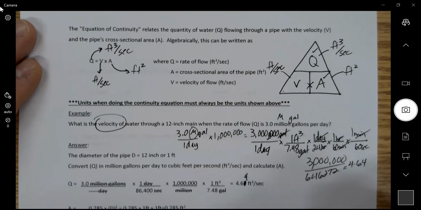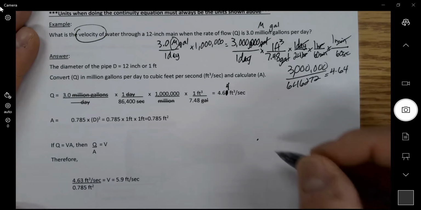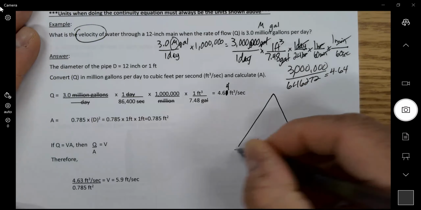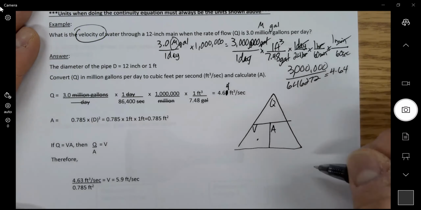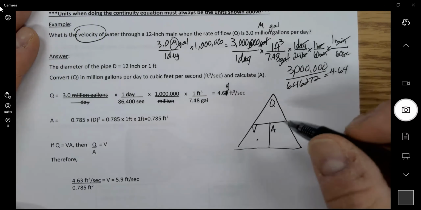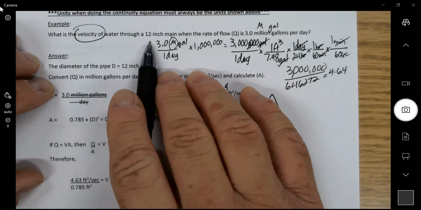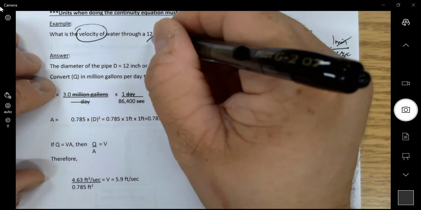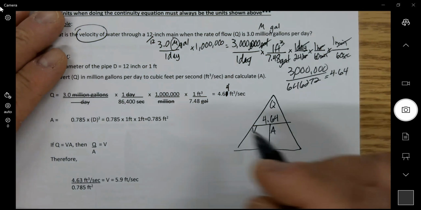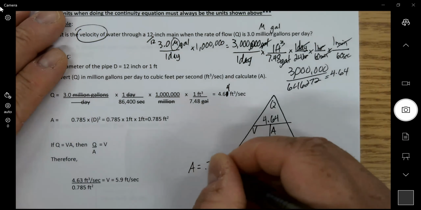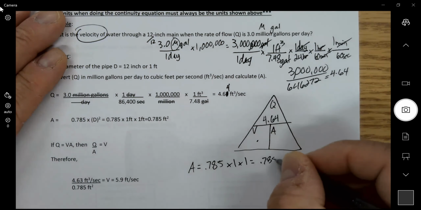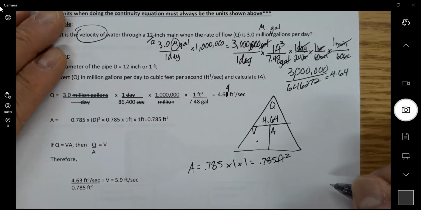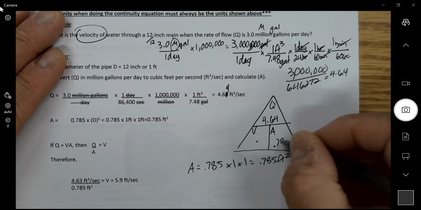So now I'm going to draw my triangle down here. Q, V, and A. My A, oh, I didn't find my area yet. This is 4.64. Now I need to find my area. It's a 12-inch main, so you got to divide 12 inches by 12 to get its feet. The area equals 0.785 because it's a circle, times 1, equals 0.785 square feet. So here we go, 0.785 goes here.